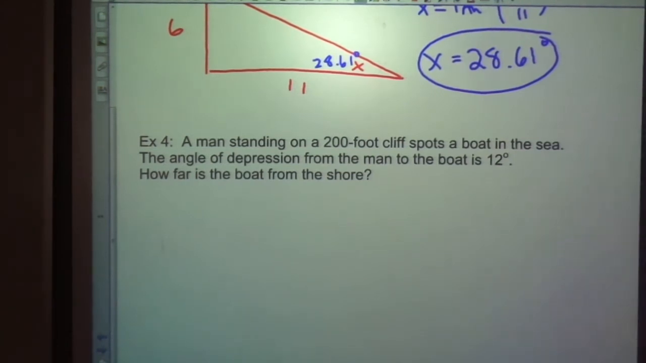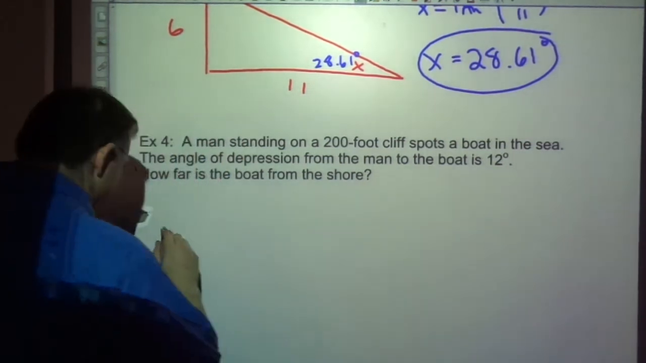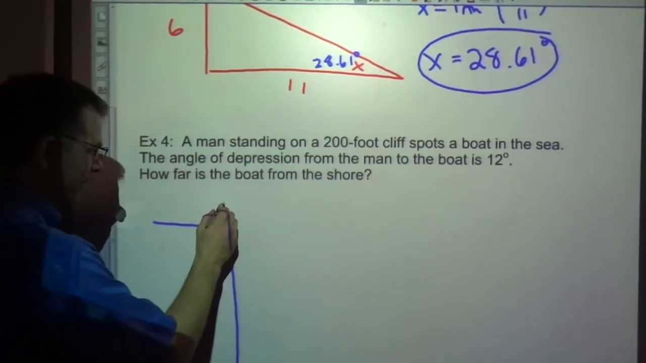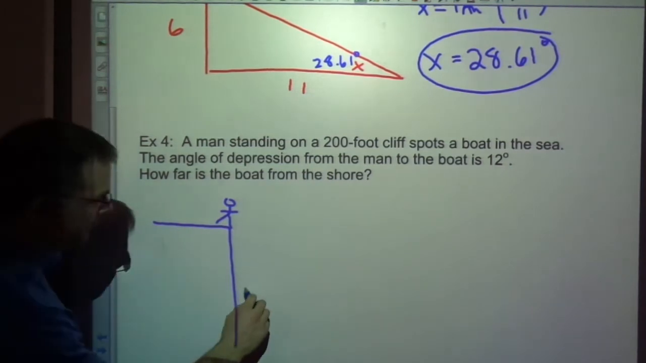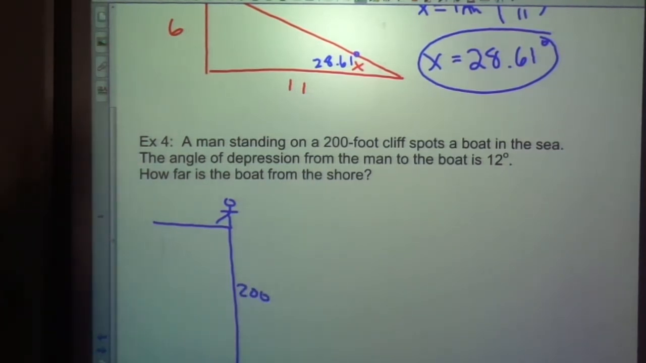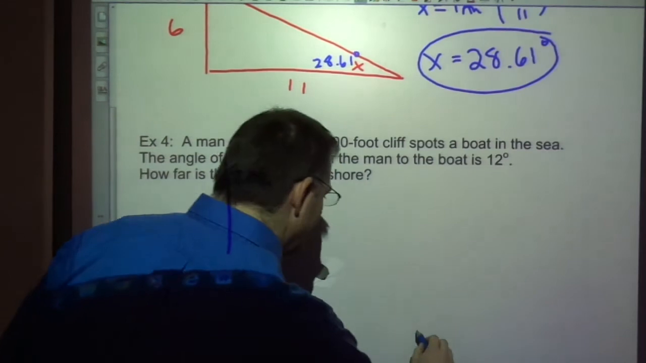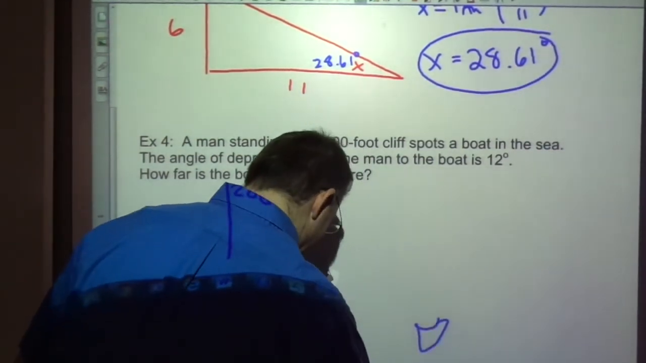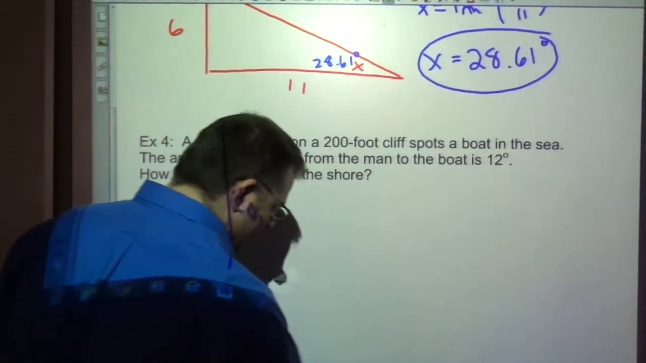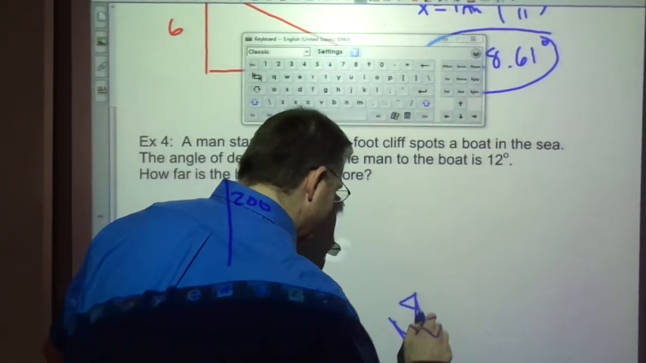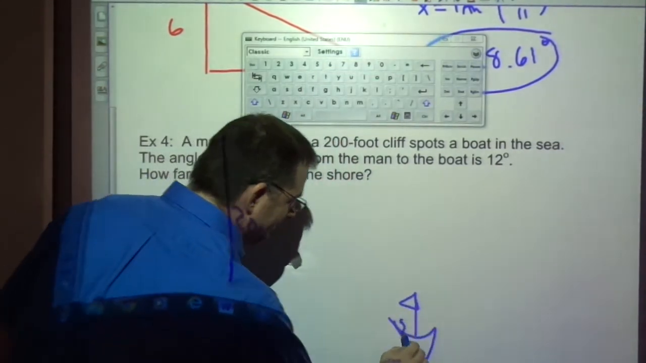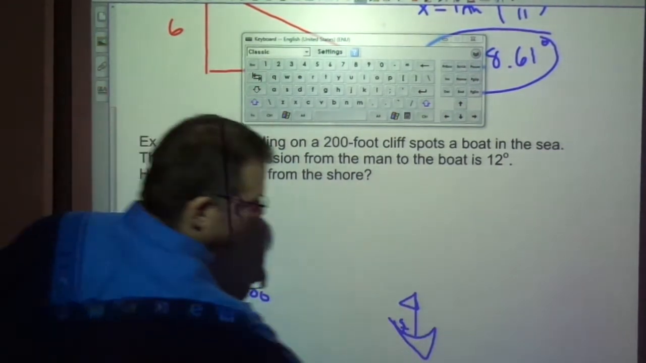Last one. A man is standing on top of a 200-foot cliff. Okay, look out. Whoa. Hope there's a railing. 200-foot cliff. And he spots a boat out in the sea. Hey, look what I see. Oh, that's a terrible boat. I can't draw at all, but the pictures are really helpful still. Here's my little sailboat. Hi. What are you doing up there? Go away.